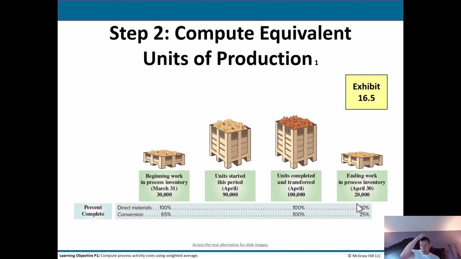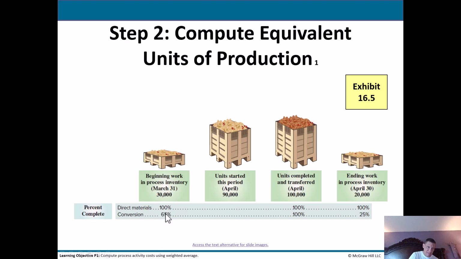All right, step two, compute the equivalent units of production. What we're looking at here is percentages. As far as the materials go, they already added all the materials, so all the materials for the whole process have been added. So for that department anyway, we don't have to worry about any equivalent unit calculation here. But for conversion in beginning work in process inventory, they'd only done 65% of the conversion.